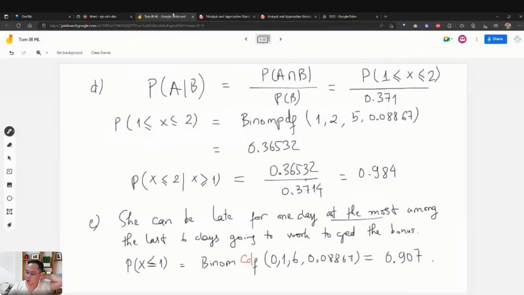16 days going to work, being late only 1. She's a good employee. So during the last 6 days, she is very likely to not be late for more than 2 days and get a bonus.